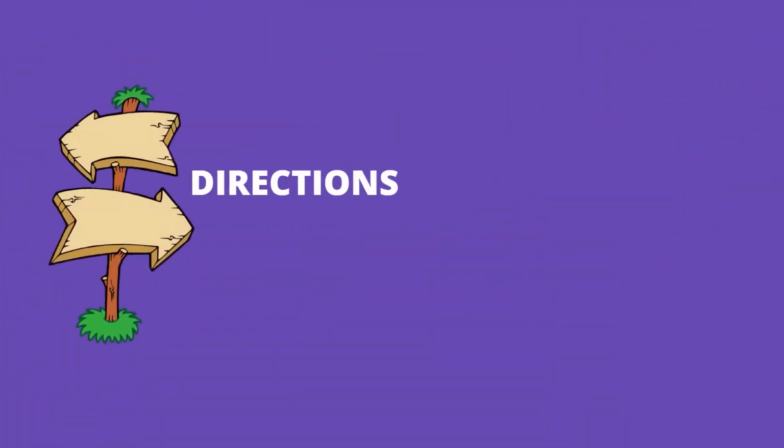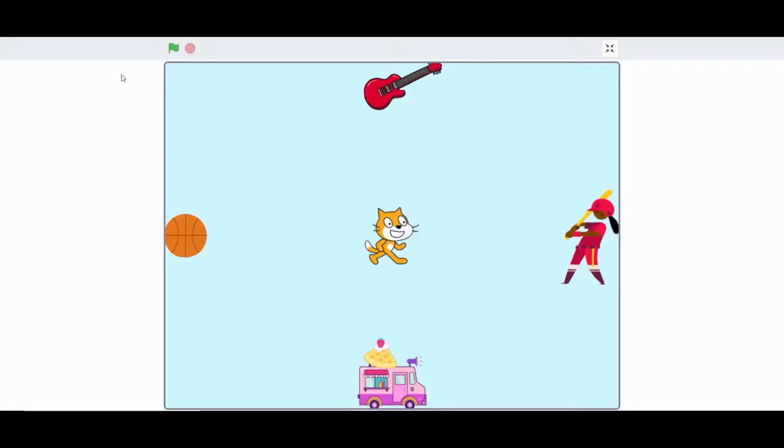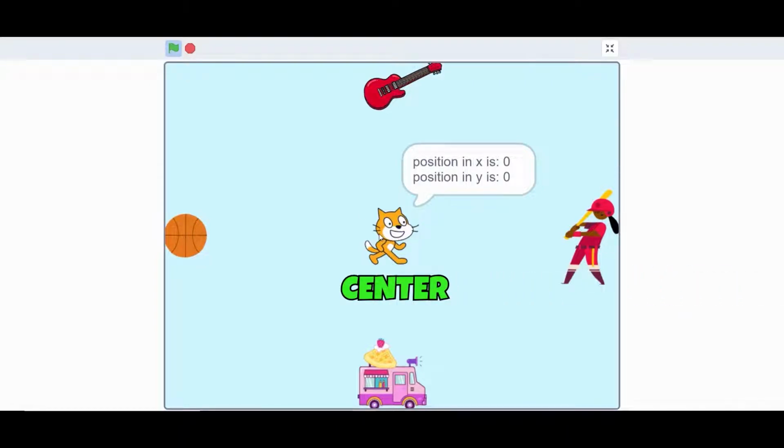In this tutorial, we will be learning about directions or the Scratch coordinate system. For a better understanding, we created a simple game where the cat can move by pressing arrow keys. Now, when we start the game by pressing the green flag, the cat repositions itself and displays a message saying position in X is 0 and position in Y is 0. Yes, this is the center or the origin.